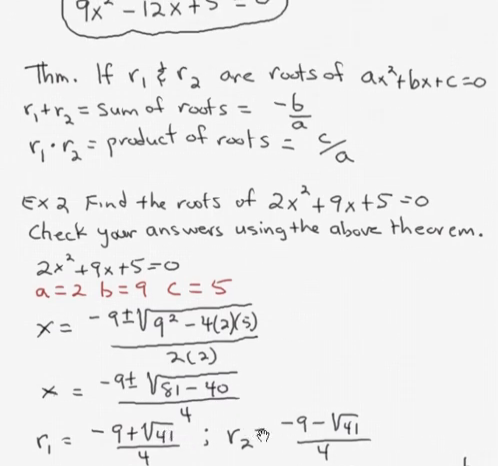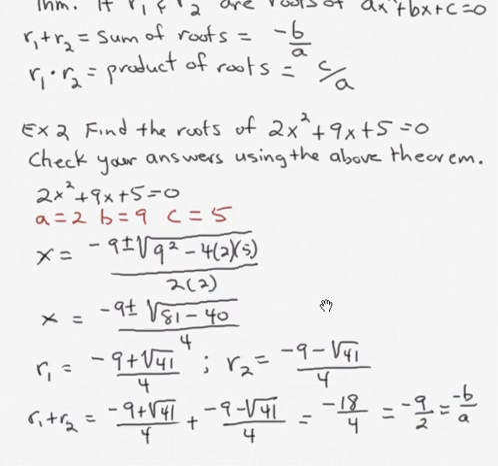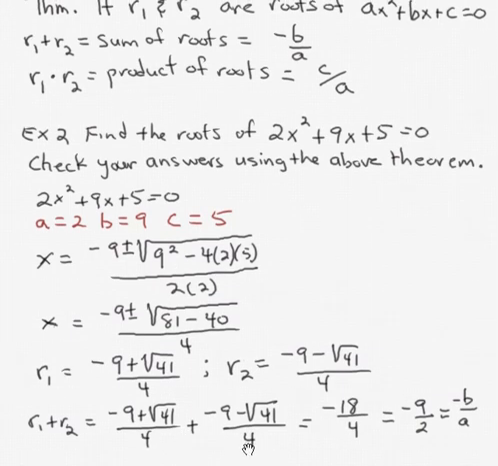So since those are my two answers, let's add them together. Let's multiply them together, see what we get. So for adding my answers, the denominator is the same. We're going to keep it. Negative 9 plus negative 9 is negative 18. And conveniently, the square root of 41 plus the square root of 41 drop out to 0.